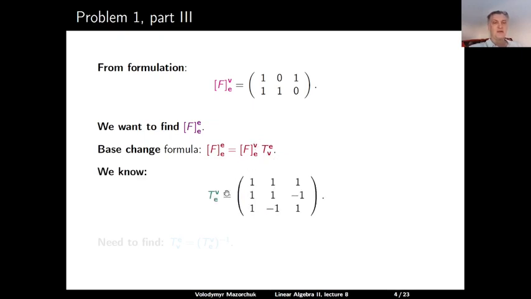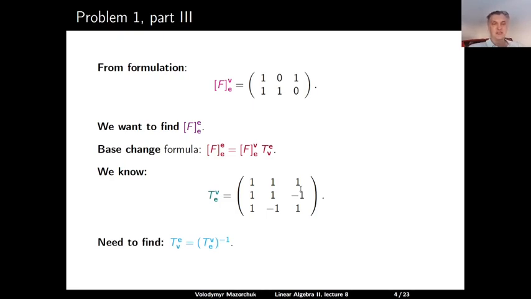By definition, we know the transformation matrix from the standard basis to V. This is exactly the matrix which we get when we write our vectors V1, V2, and V3 as columns. So we know the transformation matrix from E to V, but we need the transformation matrix back from V to E.